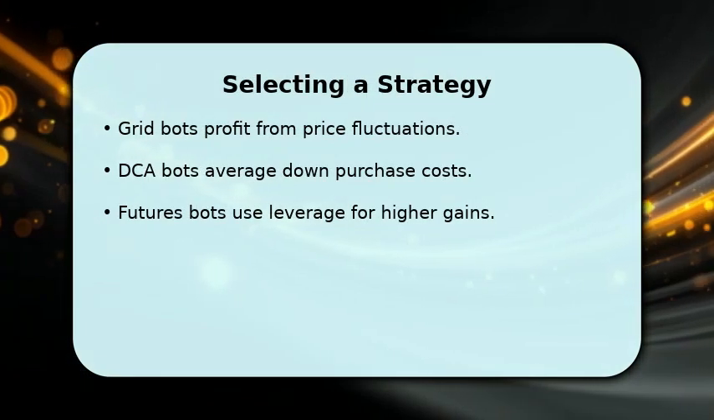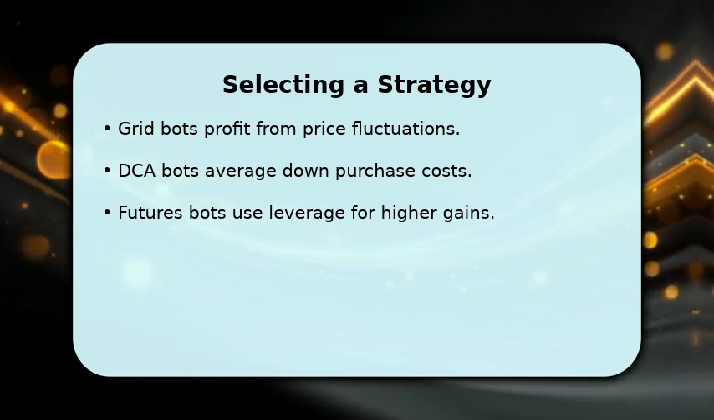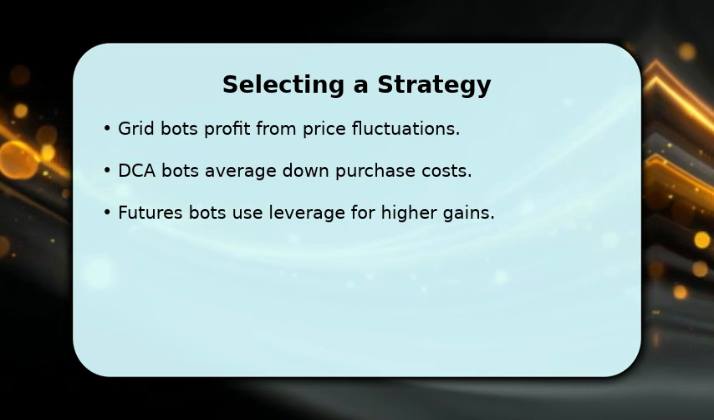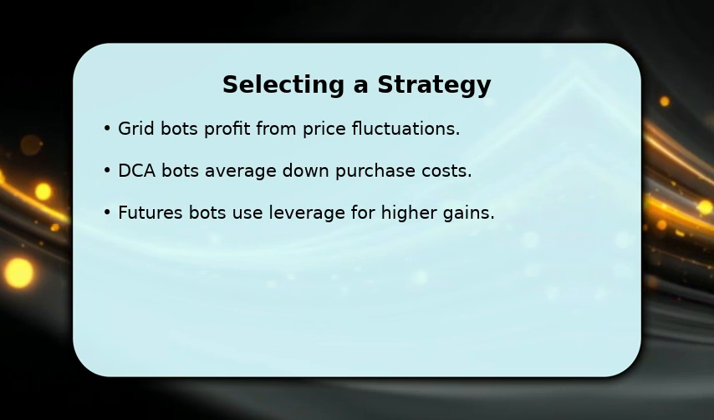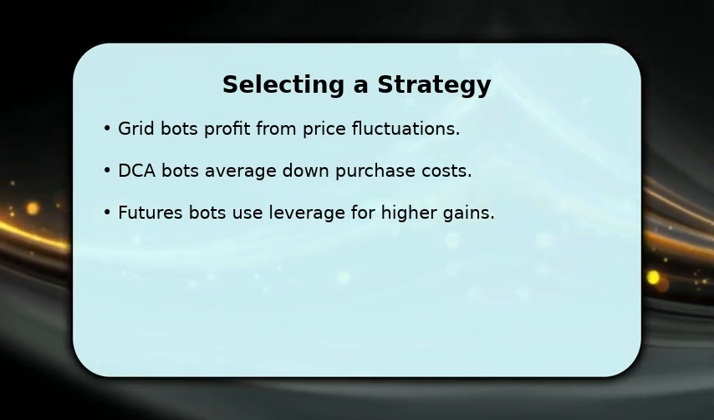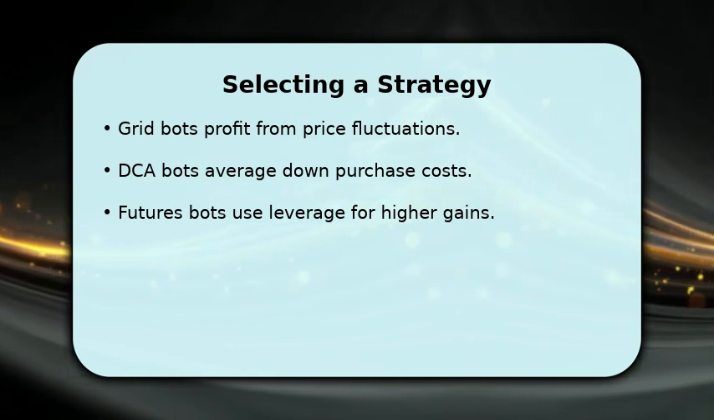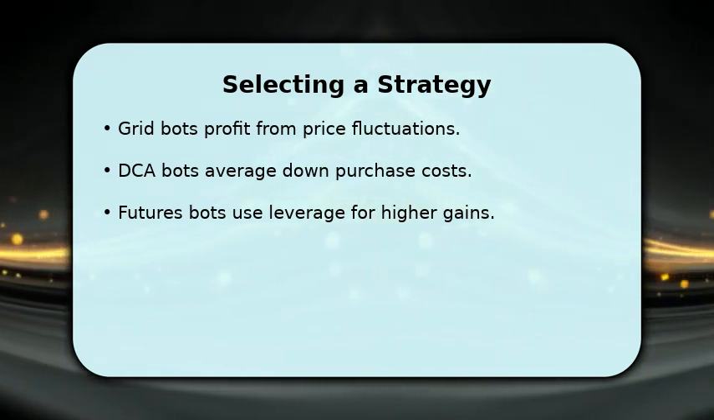Choosing the right bot strategy is crucial for success. Grid bots are excellent for volatile markets, profiting from small price movements. Dollar cost averaging, or DCA, bots help reduce average purchase costs over time. For those seeking higher returns, futures bots can amplify gains, but also carry increased risk due to leverage.